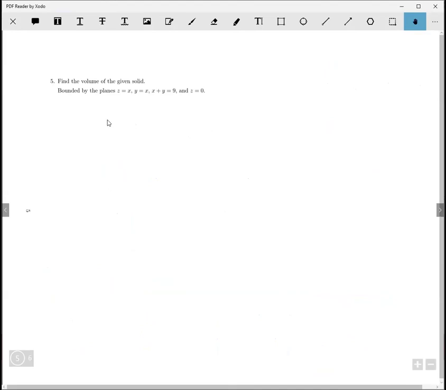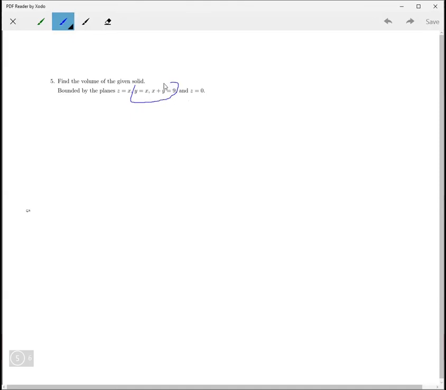So let's take a look at number 5, find the volume of the given solid. So it's bounded by z equals x, y equals x, x plus y equals 9, and z equals 0. Okay, so what you want to do here is, first of all, we're going to take a look at just these two right here, because those involve only x and y. The other ones involve z. Okay, so we're just going to look at those two right there, and then in the xy plane.